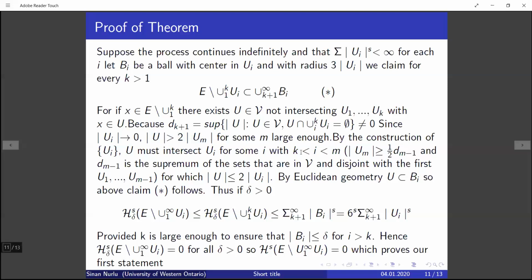So it must intersect with one of ui's where i is between k and m. But recall how we constructed bi's, because bi's are large balls centered at one element in ui with the radius 3 times the diameter of ui. So since u must intersect with ui, for which this inequality holds, because of the way we chose the diameters of ui's, by Euclidean geometry, u is in the ball bi, because bi has 3 times the radius, 3 times the diameter of ui's. So it's a very large ball, it contains ui, and since u has a diameter smaller than 2 times the diameter of ui, it must sit in one of those bi's.